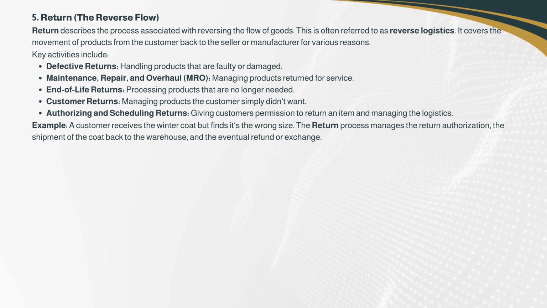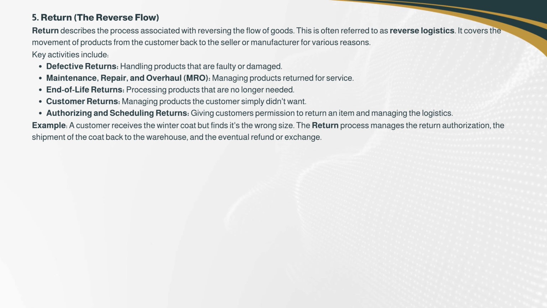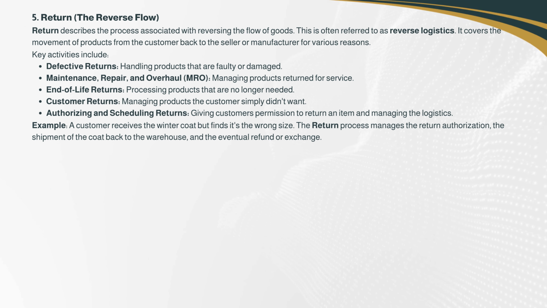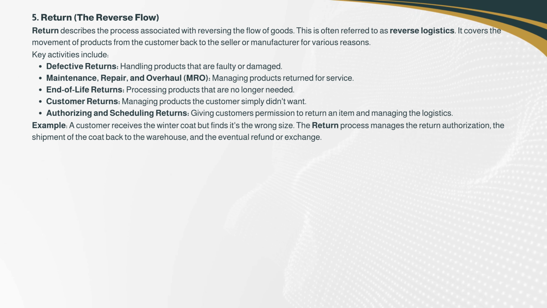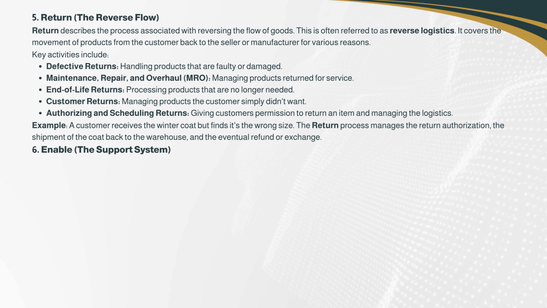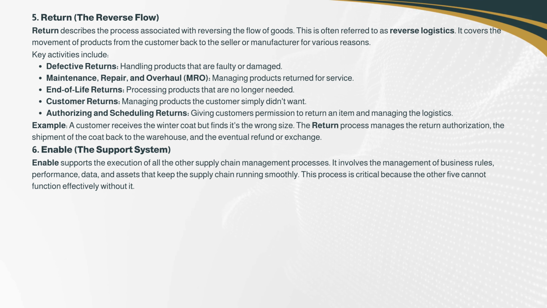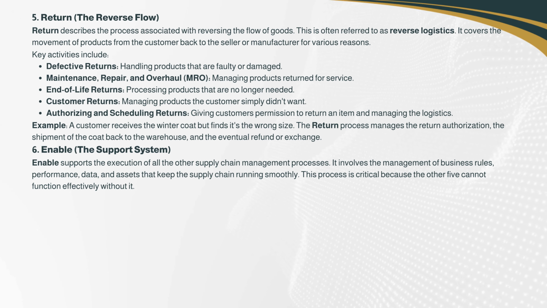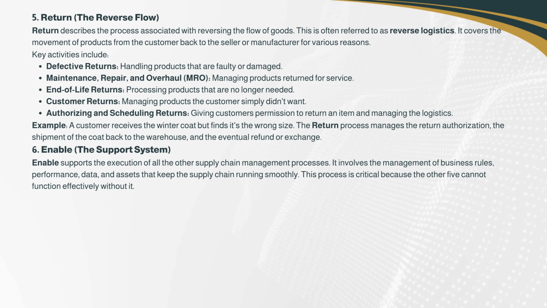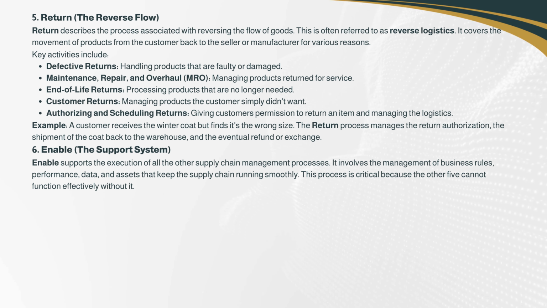Example: a customer receives the winter coat but finds it's the wrong size. The return process manages the return authorization, the shipment of the coat back to the warehouse, and the eventual refund or exchange. 6. Enable, the support system. Enable supports the execution of all the other supply chain management processes. It involves the management of business rules, performance, data, and assets that keep the supply chain running smoothly. This process is critical because the other 5 cannot function effectively without it.